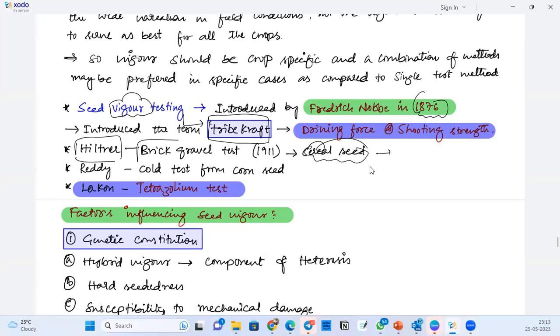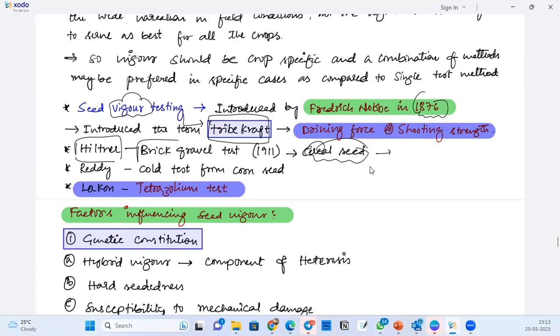So if I ask you, okay, brick gravel test, for what parameter are we going to do this test? It is always the vigor. Just remember, Ilttner test or the brick gravel test. It is also called the Ilttner test or brick gravel test to assess the vigor of the seed lot.